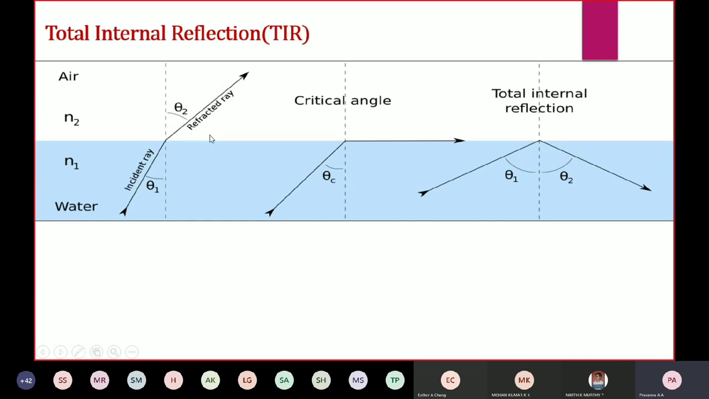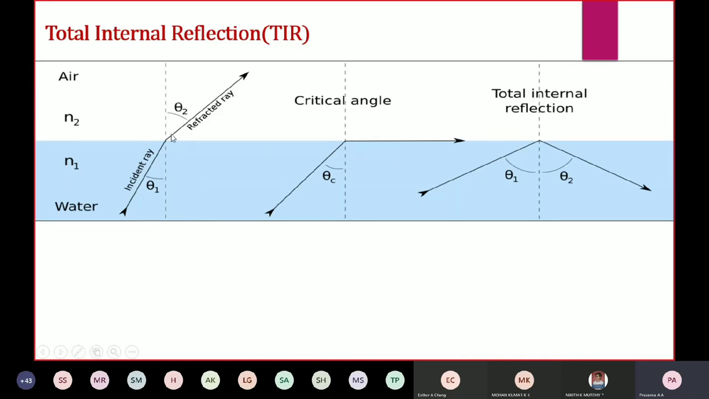It is the time to remember that if the light ray goes from rarer to denser medium, that is from air medium to water medium, then the light ray bends towards the normal. But in this case, since the light is going from the denser to rarer medium, that is from high refractive index region to low refractive index region, here n1 is greater than n2. Refractive index n1 is higher than the refractive index n2.